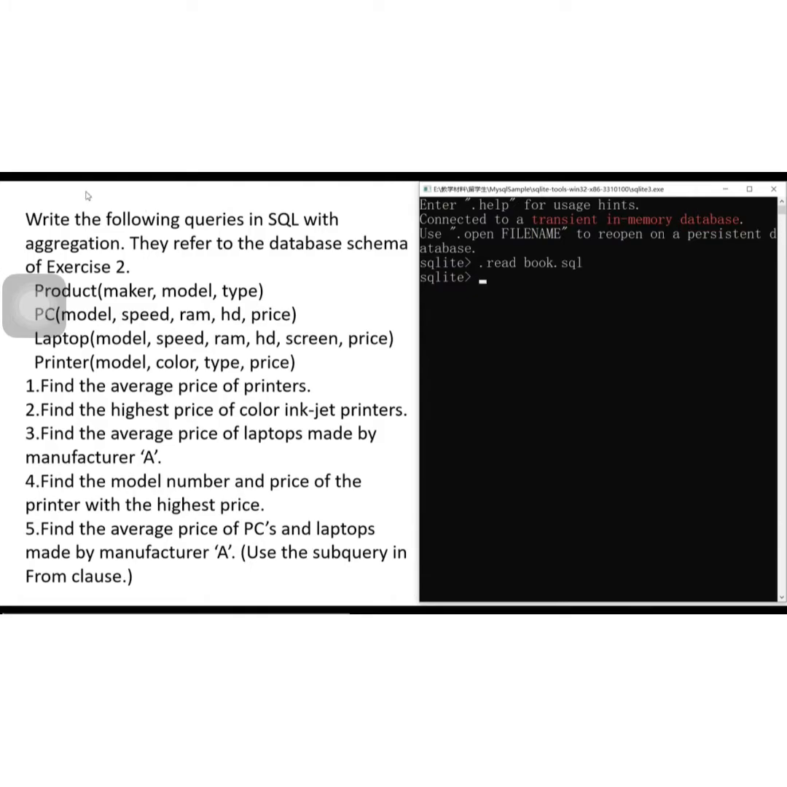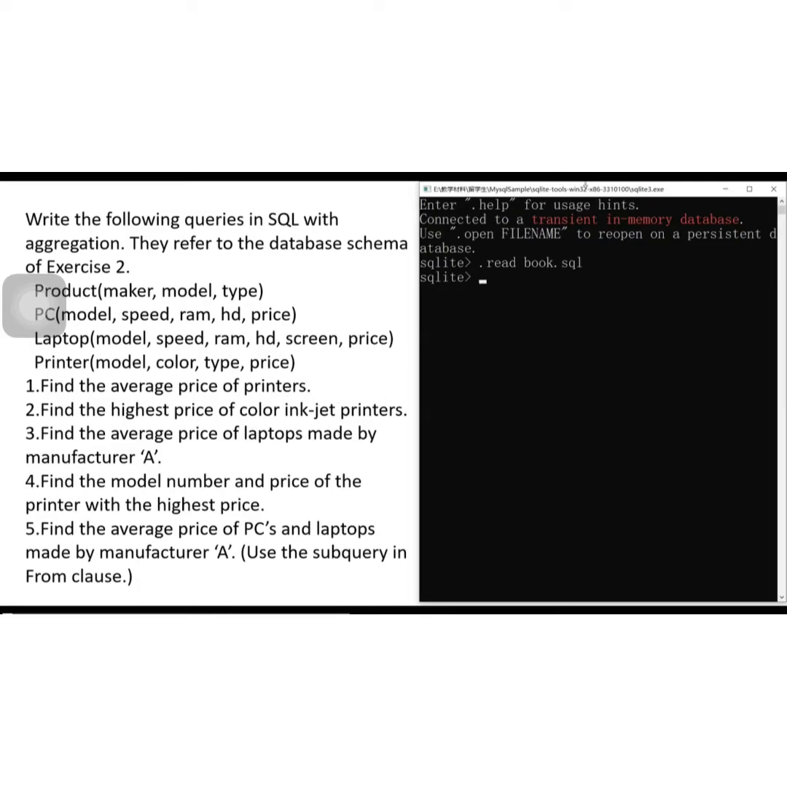In the first question, all this query can be finished by SQL with aggregation. Okay, so we want to write the following queries in SQL with aggregation. Now, let's look at these questions. First one, find the average price of printers.